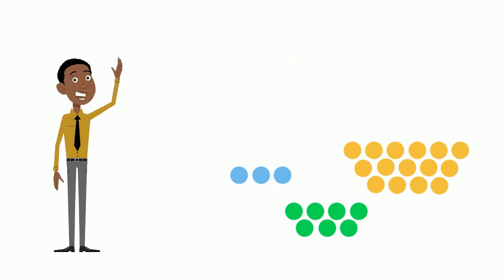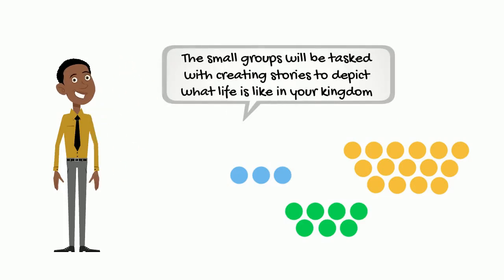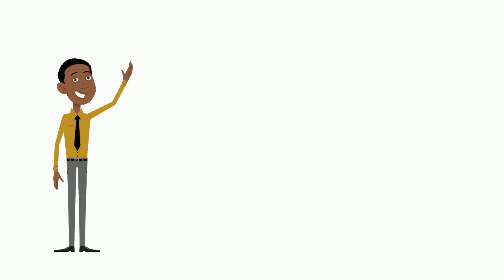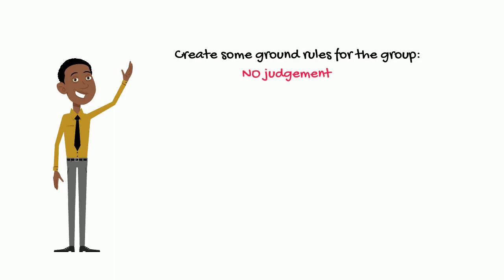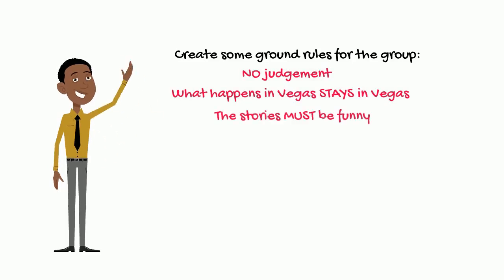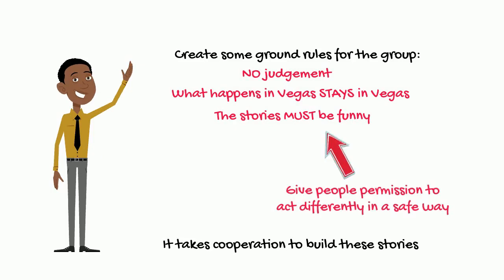Explain that the small groups will be tasked with creating stories to depict what life is like in their kingdom, so the king or queen can really understand the issues and then do something about them. It might also be useful to create some ground rules for the group, such as no judgment, what happens in Vegas stays in Vegas, and the stories must be funny. It takes cooperation to build these stories, and the ground rules give people permission to act differently in a safe way.